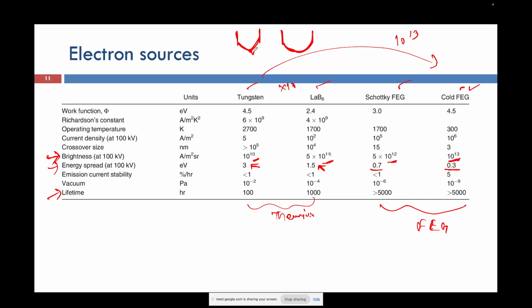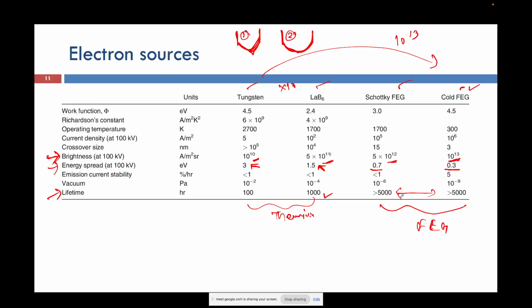Now what will be the problem? Once the tip does not remain sharp, you cannot extract electrons as you are extracting in this condition. Let's say this is one condition, this is two condition. You will not be able to extract that many electrons, and when that happens, the brightness will decrease. Brightness decreasing means problems occur further down the column, and you will not get a good quality image, right? So 100 hours for tungsten, 1000 hours for LaB6. However, you can use a field emission gun for 5000 hours. That is another reason why we went to the field emission gun.